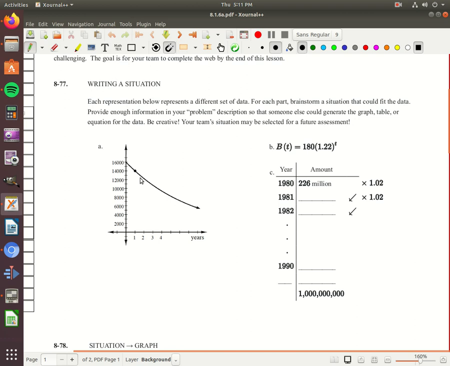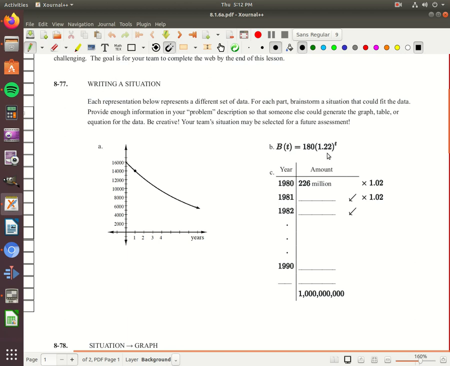So it looks like, after 1 year, a population of a town was dwindling. At the beginning, there were 16,000 people in the town. At 1 year, there were only 14,000 people, and it continued at that rate forever. I guess you could say something like that.